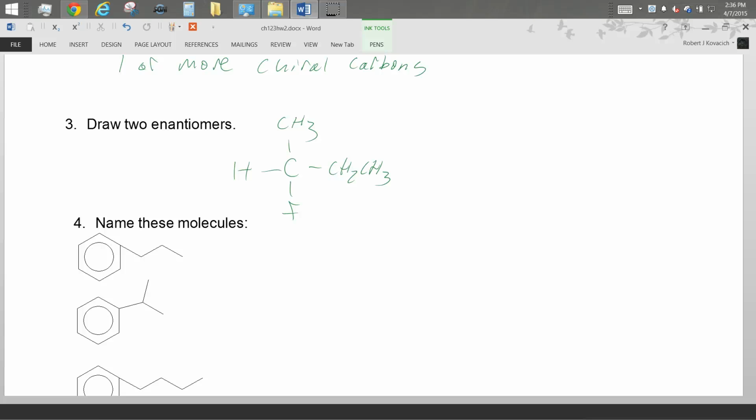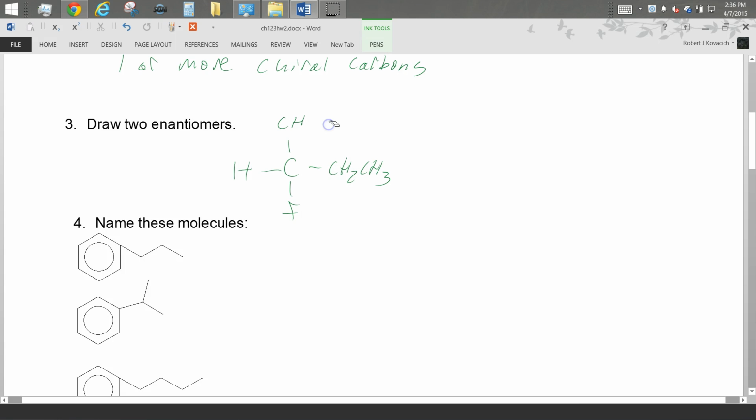So because it's connected to 2 carbons, does that mean it's not chiral? Depends on what those are connected to. So you can't just look at the first thing it's connected to. You have to take it all the way out to the very end. And if everything matches exactly to the very end of something else that's there, then it's not chiral.